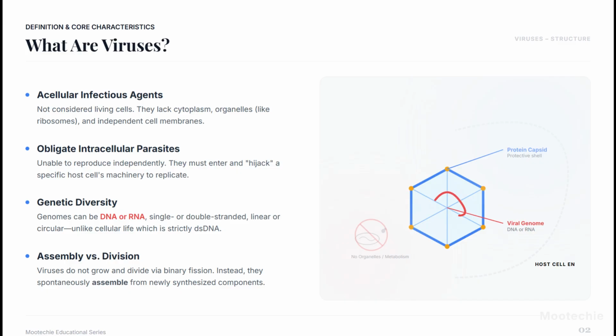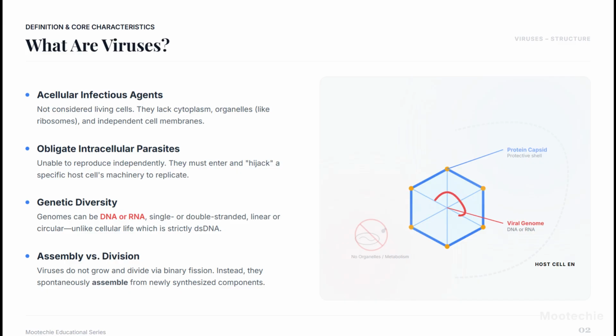Next, they are obligate intracellular parasites. This is a key concept. They cannot reproduce on their own. They must enter and hijack a specific host cell's machinery to replicate. Unlike bacteria, they can't grow on a petri dish.